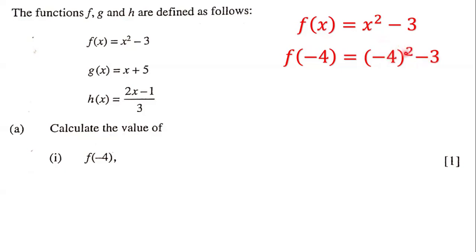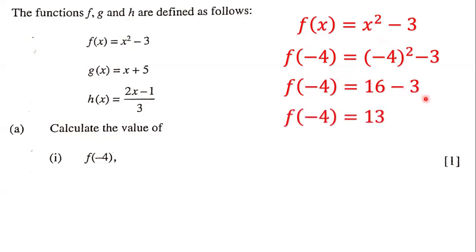Now what is negative 4 squared? Well, negative 4 squared is negative 4 times negative 4, which is equal to positive 16. So f of negative 4 is equal to 16 minus 3. Now what is 16 minus 3? Well, 16 minus 3 is 13. So f of negative 4 is equal to 13.